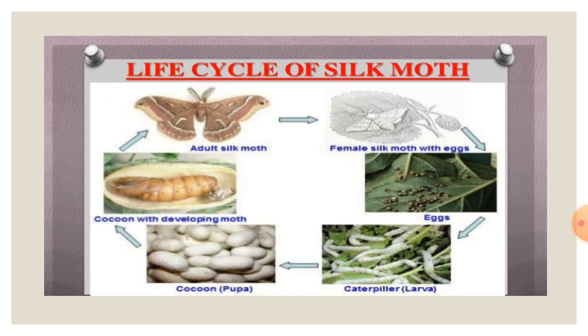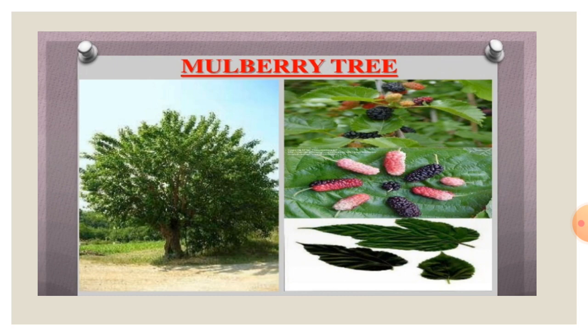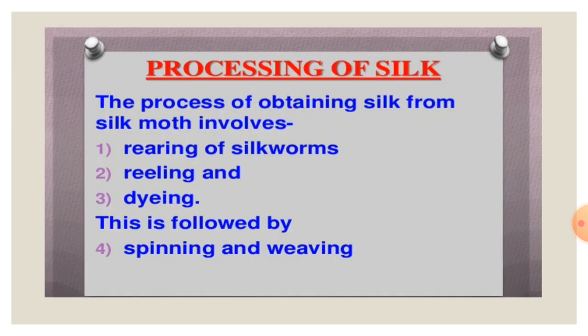Now this is the pictorial life cycle, students. See, the female silk moth with eggs, then eggs shown on mulberry leaves, then the caterpillar, that is the larva, shown on mulberry leaves. Then the cocoon, that is the pupa stage, is seen. In this cocoon, the pupa is there. Then the next cocoon, an open cocoon, is shown in which a developing moth is there. And the last, the adult silk moth. Okay. In the next picture, I have shown you the mulberry tree and the mulberry leaves.